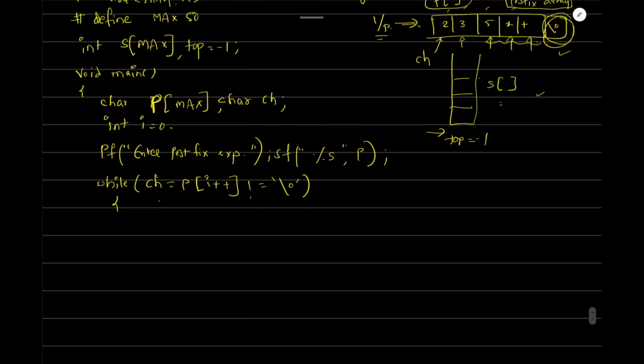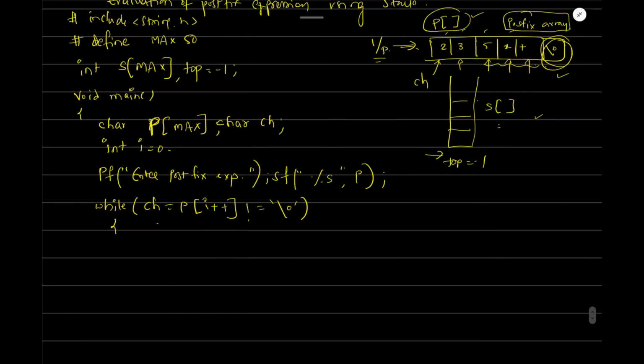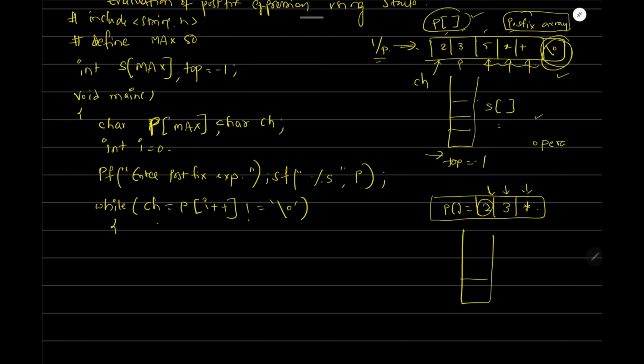Here what we need to do, the working principle will be this way. If we simply take 2, 3, star, let's say this is the postfix array, how will we solve this? Firstly we will be traversing one after another each element in the postfix array. Firstly we will be starting with 2. As 2 is an operand, these are operands, right? 2 and 3 are operands, and star here is an operator. Star, plus, divide, all these are operators.